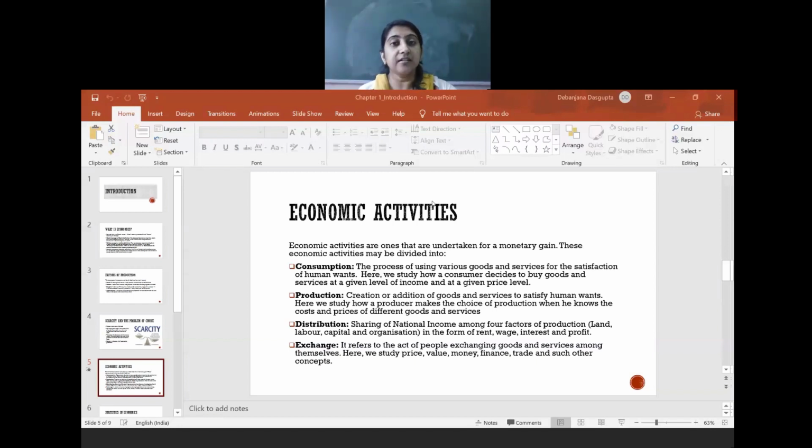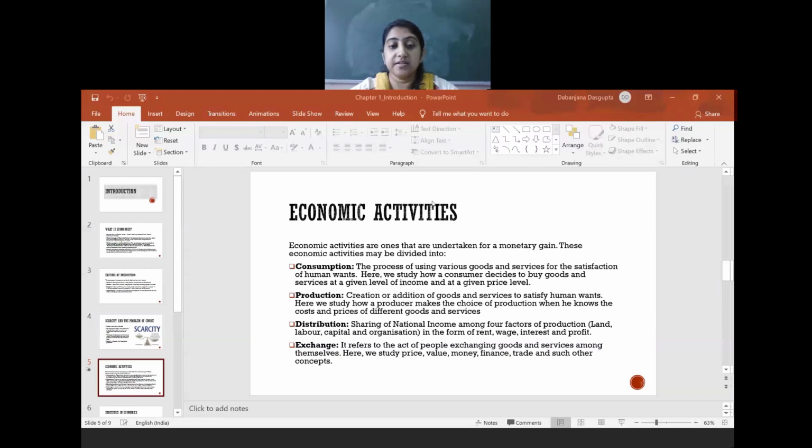So, for land, the return will be rent. For labor, the return that they will be getting is wages. For capital, we get interest, and for organization or entrepreneurship, we get profit. So, these four kinds of returns will be distributed among the four factors of production depending upon their contribution to the national income. So, in distribution, we will learn how the national income gets distributed among the four factors of production.